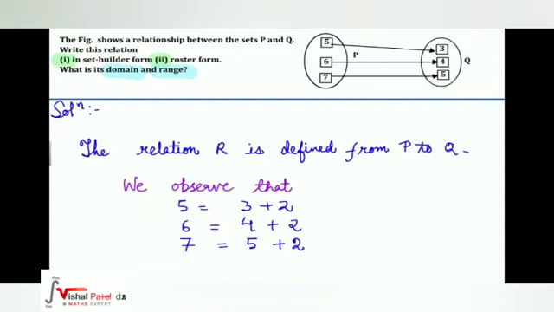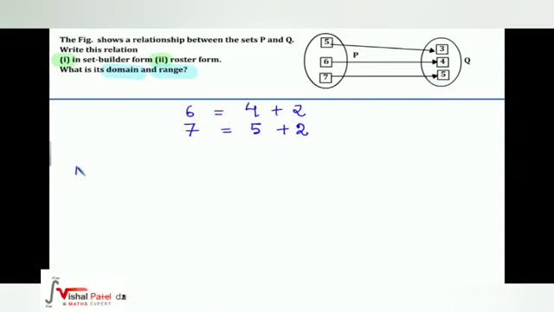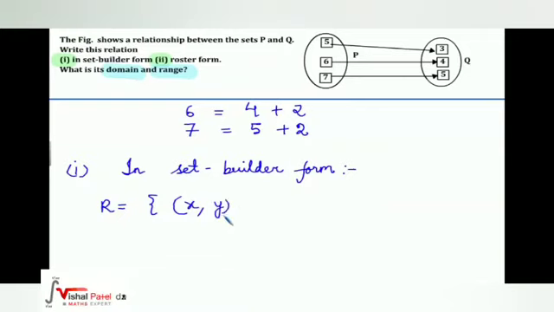Like 5 plus 2 is 7, 4 plus 2 is 6 and 3 plus 2 is equal to 5. So in set builder form, relation R is equal to {(x, y) : x is equal to y plus 2, or y is equal to x minus 2, where x belongs to P and y belongs to Q}. So this is your set builder form.